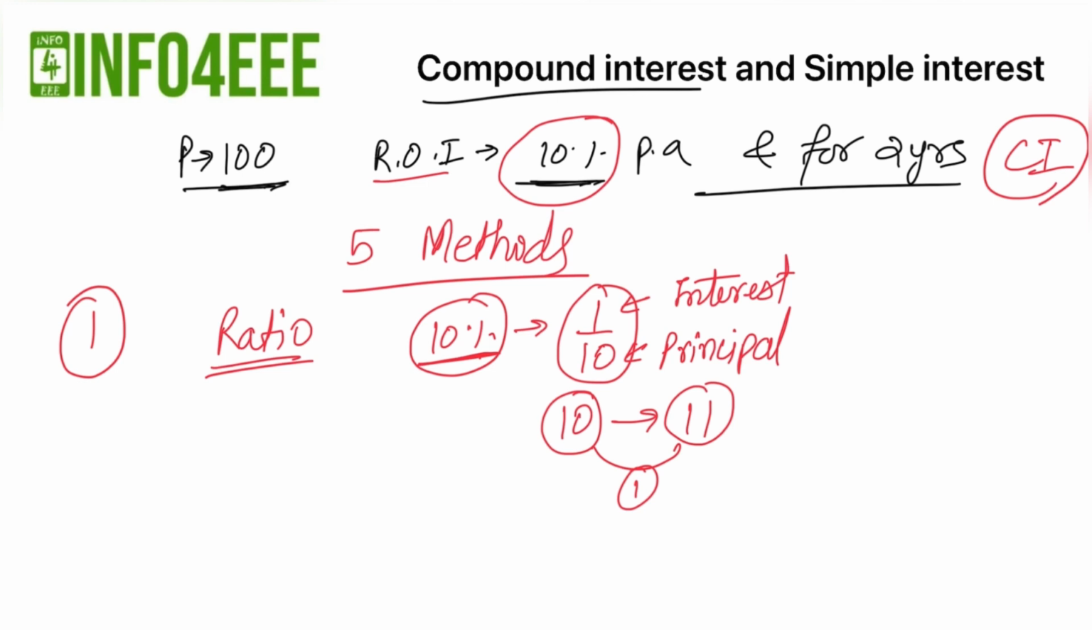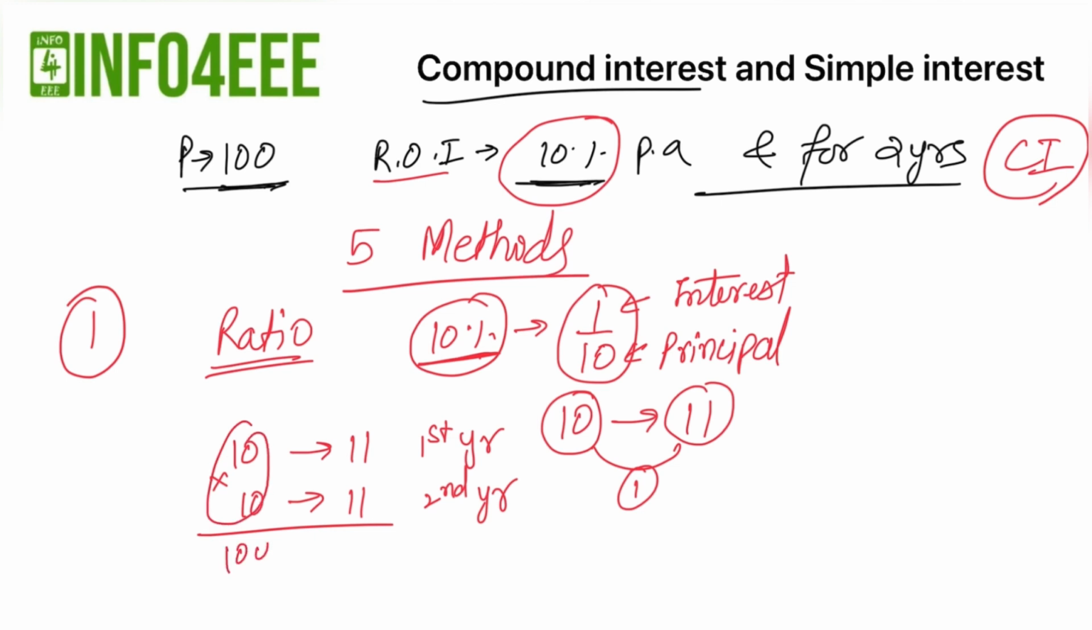Now what you need to do is, we have broken this as 10 and we will get 11 rupees for the first year. And the same will happen as a ratio form for the second year, 10 to 11 for the second year. Now what you need to do, you just need to multiply these two terms. You will get 100 and if you multiply this, you will get 121.